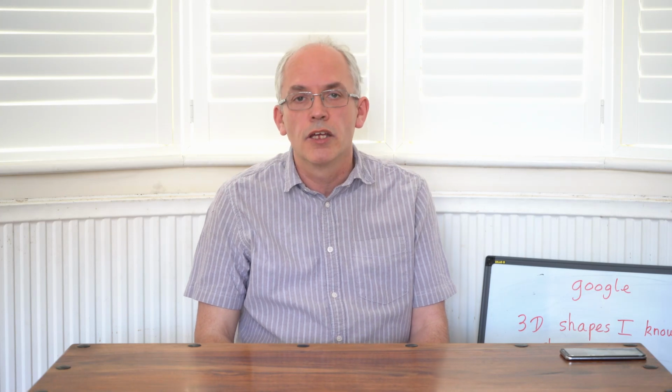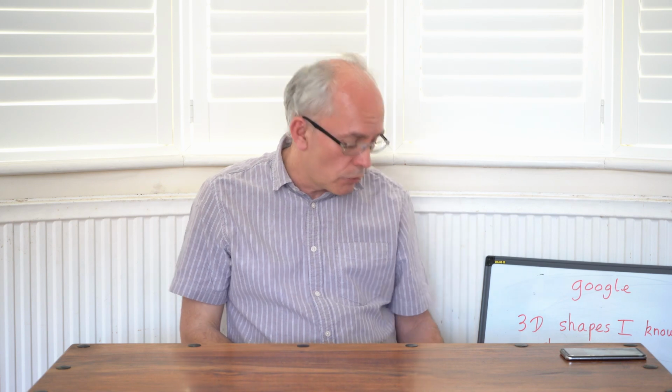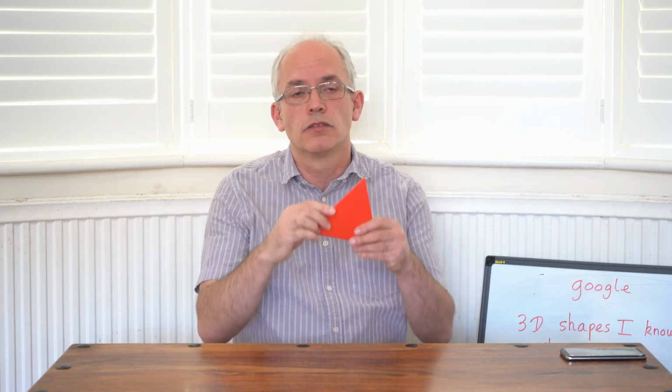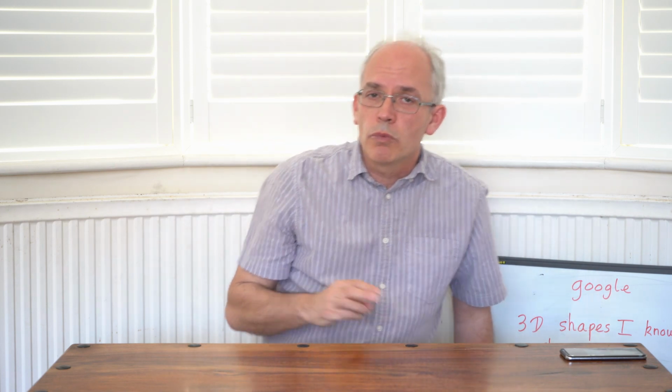Okay, let's get going. Now, when we're talking about 2D shapes, flat shapes, then we use language like, what's these called, the pointy bits? Corners and sides. And we use language like straight and curved as well, don't we? Now, with 3D shapes, it's a bit different.